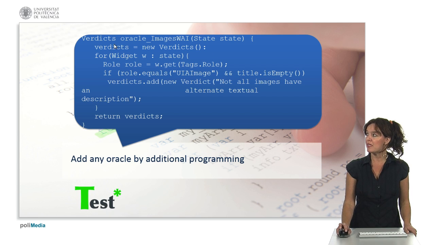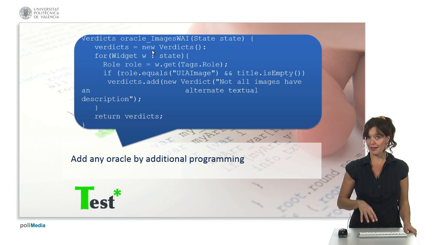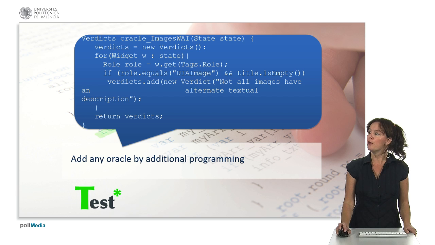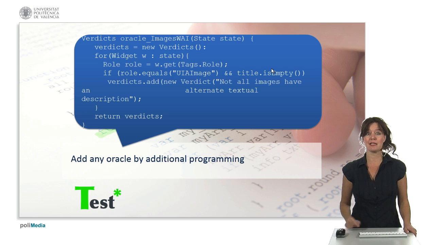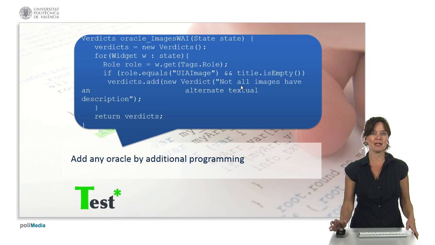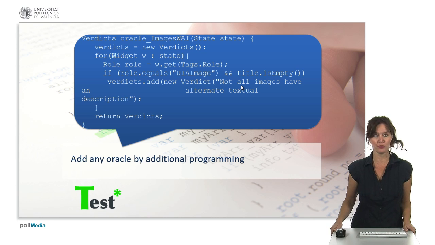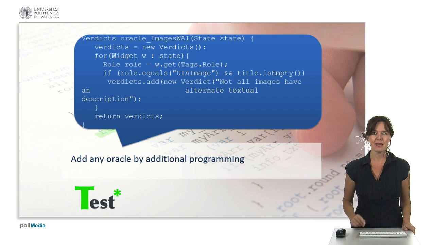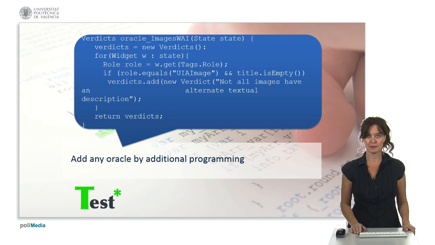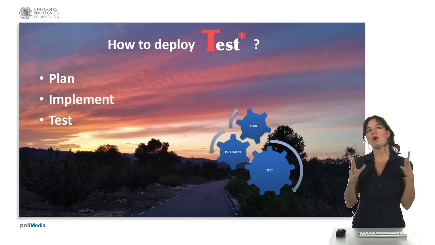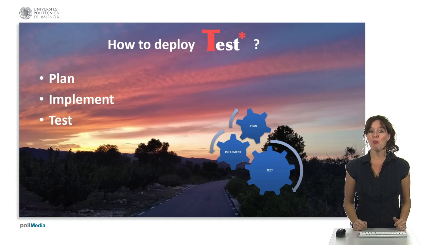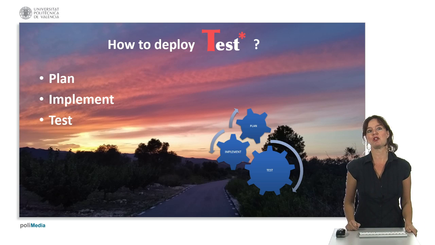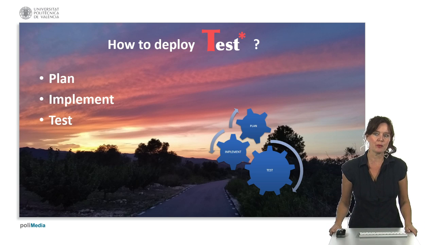So what we simply do, for each widget in the specific state, we look if it's an image and if its title is empty. And if it is, we are violating this WAI guideline, and we raise a verdict saying that not all images have an alternative description. So that's how easy it is to add a new oracle. So if we want to deploy Testar in our company and test a specific system under test, there's basically three things we need to do.